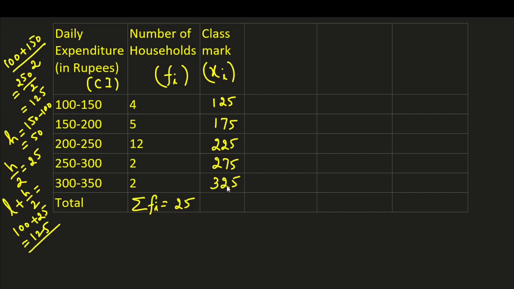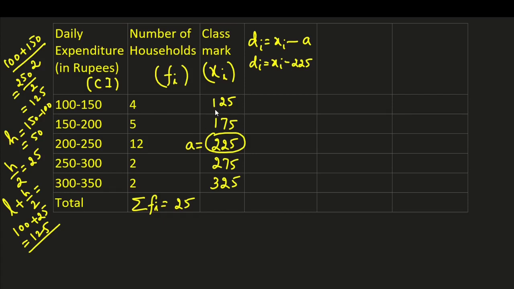We have large numbers. So let us go for either the assumed mean method or the step deviation method. First, let us take the deviations. Di is equal to xi minus a. Let us choose the assumed mean as the mid value here. The mid value of xi is 225. This has the highest frequency, so it is better to choose this one only. A is equal to 225. So di is equal to xi minus 225.